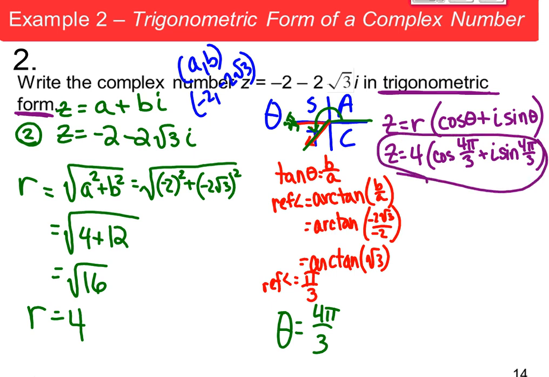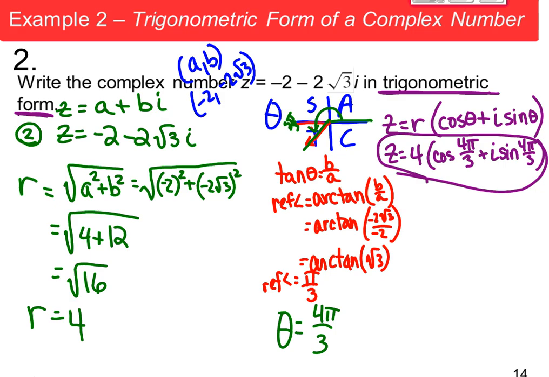Actually, if I figured out the cosine of 4 pi over 3 and the sine of 4 pi over 3, and then I distributed that 4, I'd just get back to my original problem that's right there. So just letting you know that's what would happen in that situation. So that's how to write the complex number a plus bi in trigonometric form.